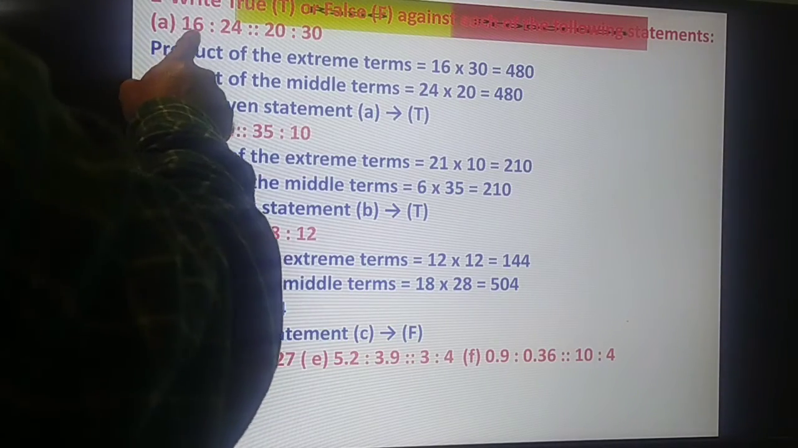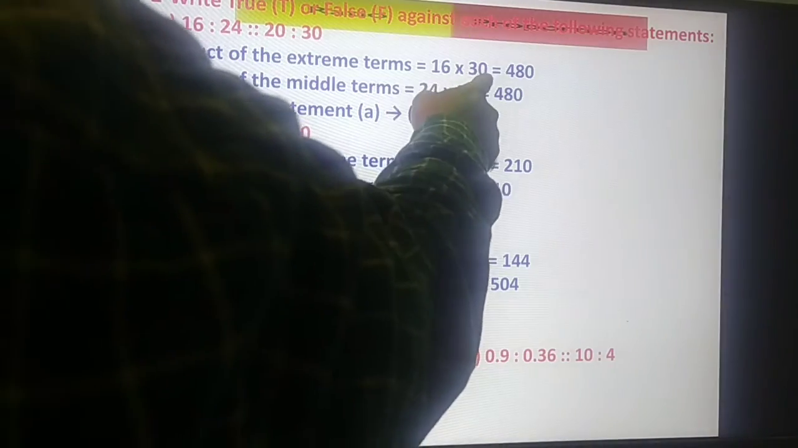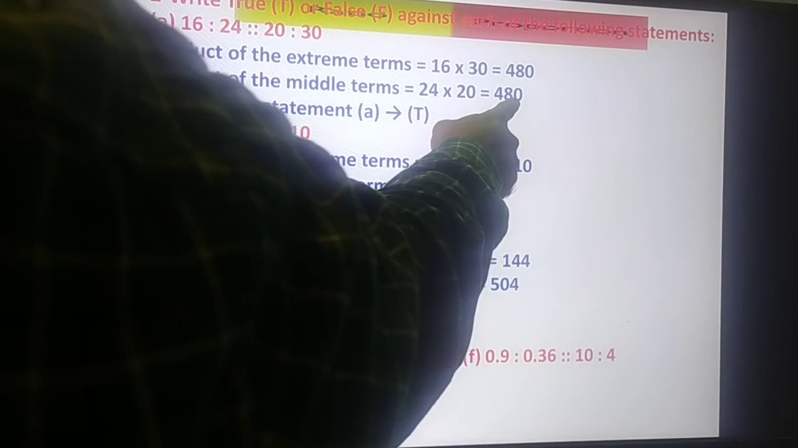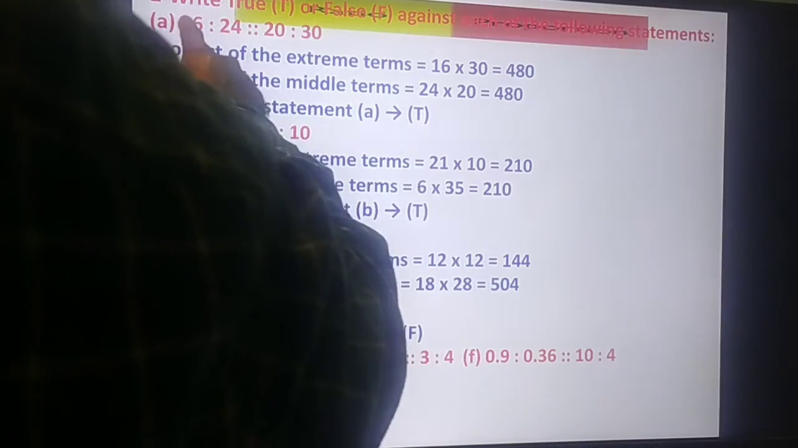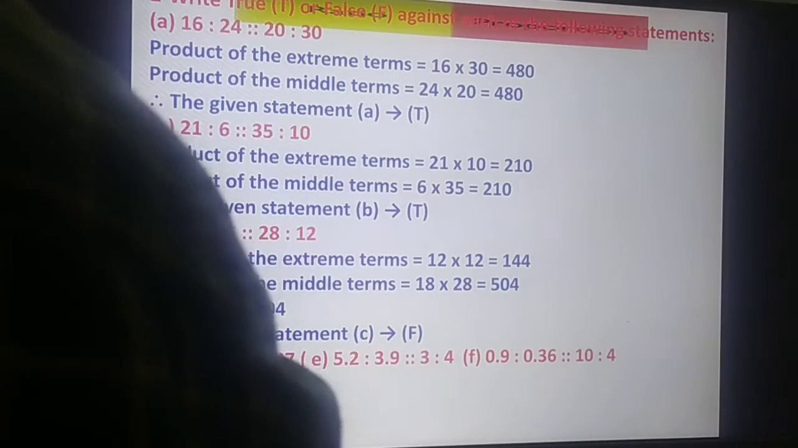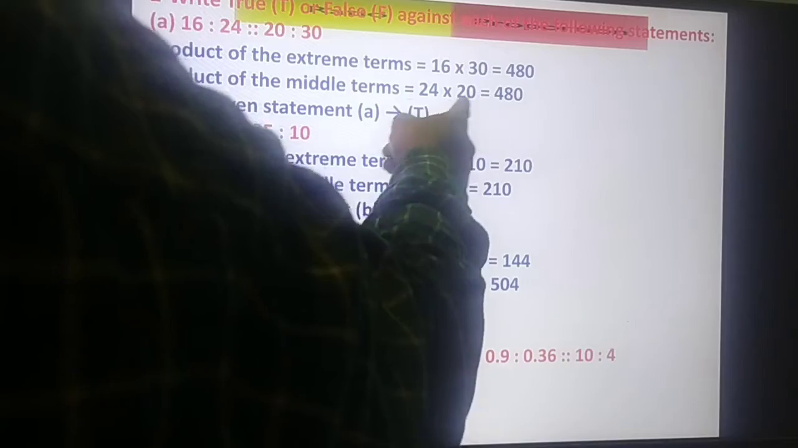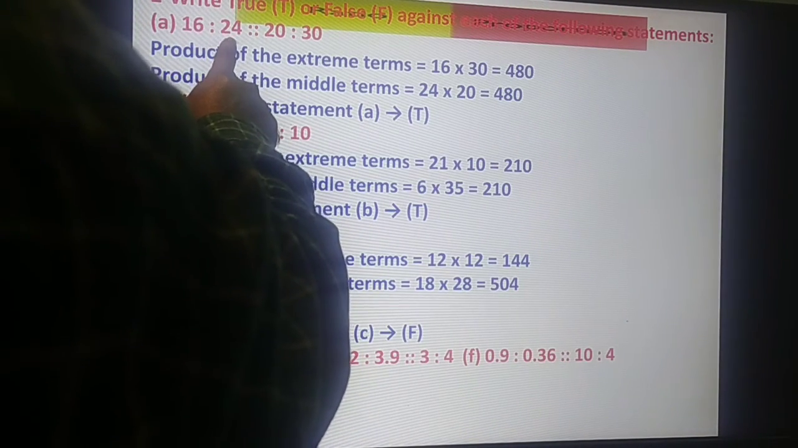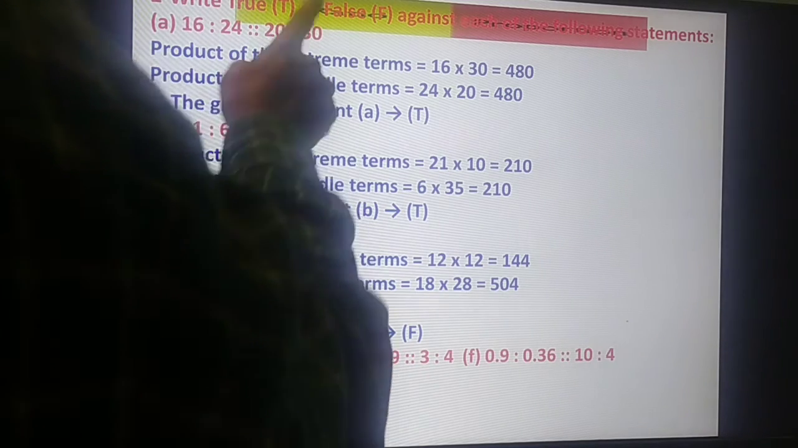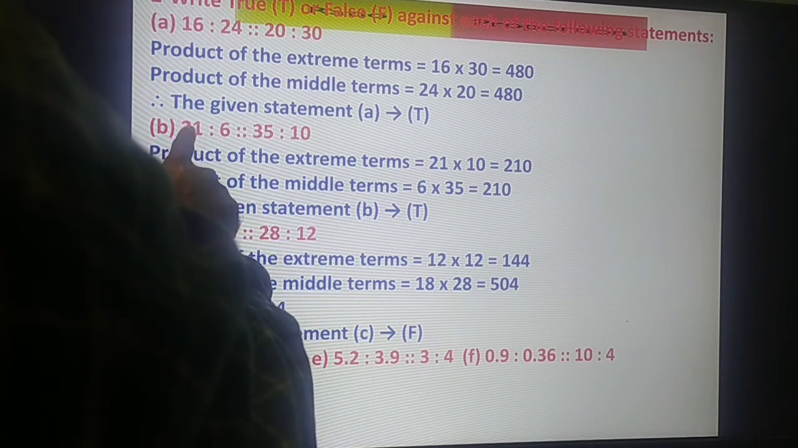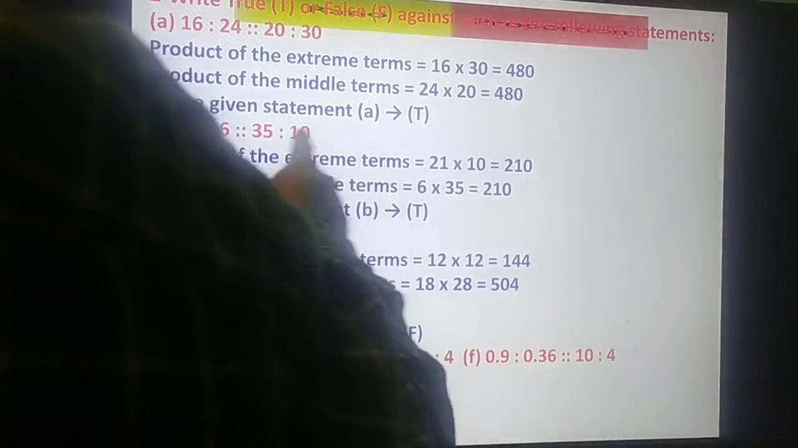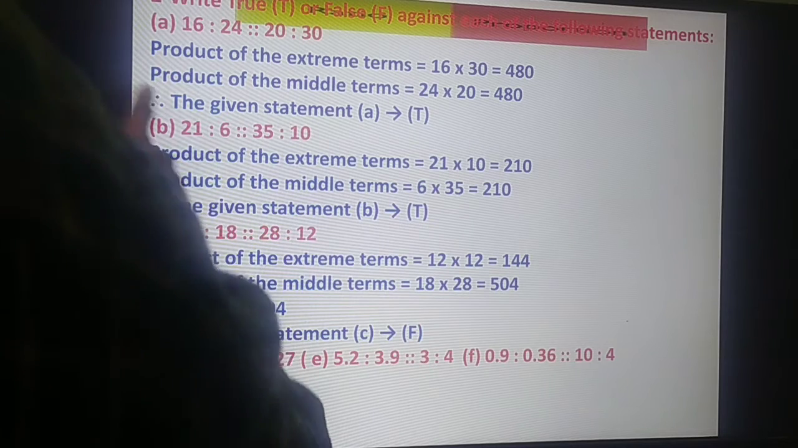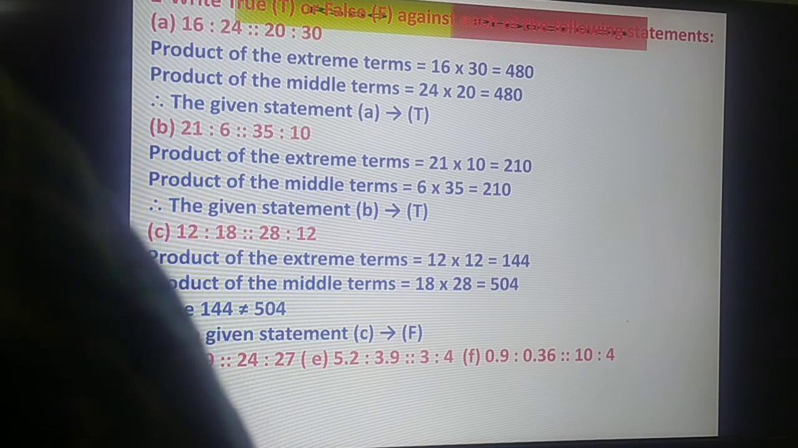Another method is we can do the product of extreme terms, that is 16 by 30, that is 480, and 24 by 20, product of middle terms, that is 480. If the product of extreme terms and product of middle terms are equal, here 480, it means that this statement is true, that 16 is to 24 is in proportion with 20 is to 30. Similarly, in this second case, the product of these two extreme terms is 210. 6 and 35 product is 210. Again, the product becomes the same. So this is also a correct proportion.